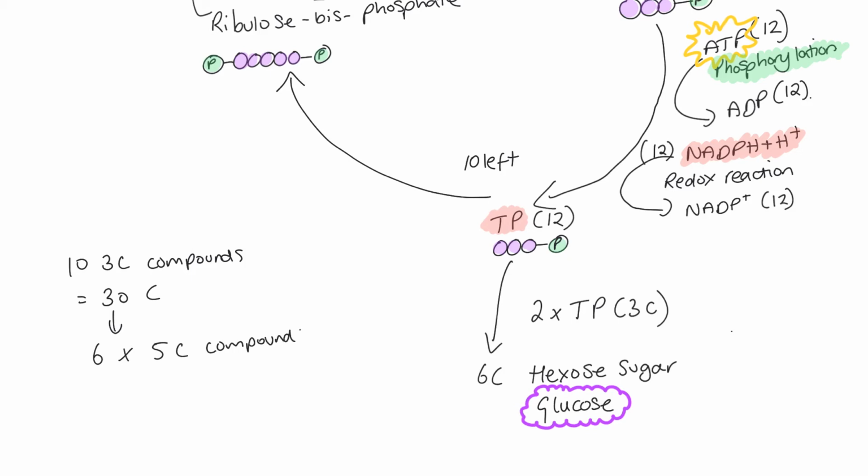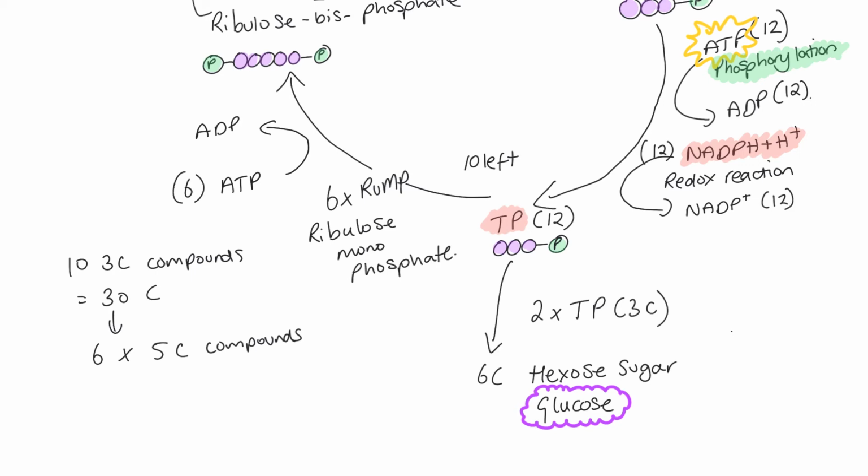And along the way, we need to add in another phosphate. So we have a second phosphorylation reaction. So another lot of ATP needs to come along. How many ATP need to come along? Well, from our 10 triose phosphates, we create 6 RuMPs, ribulose monophosphates, and we add a phosphate to each of those, and they become RuBP, ribulose bisphosphate. So we need 6 ATPs to come in, donate their phosphates, and 6 ADPs go away.